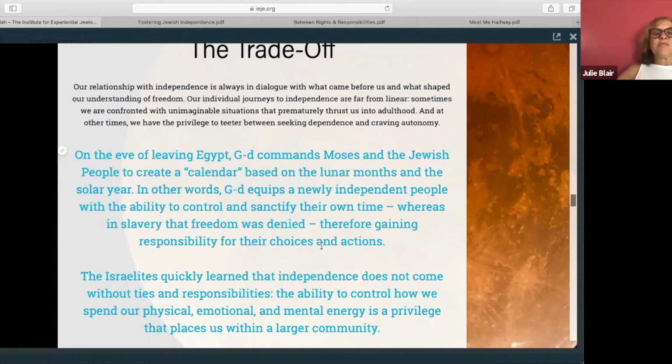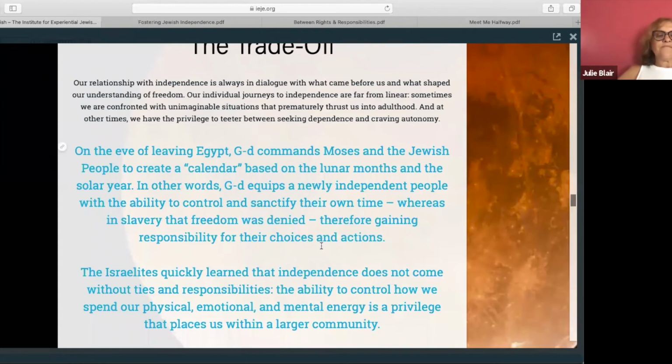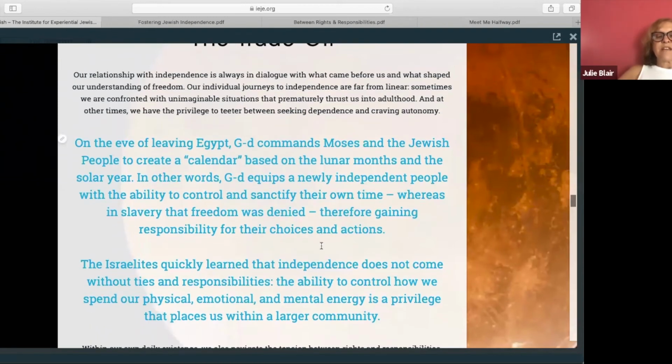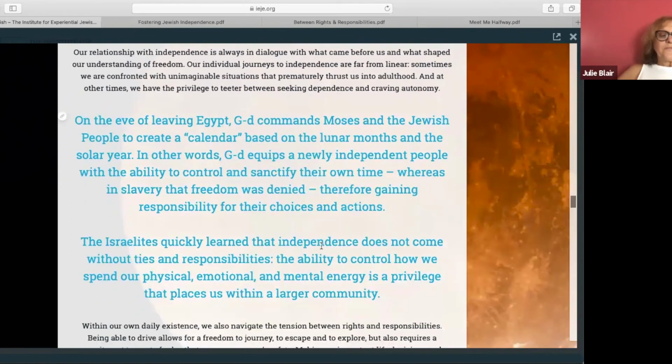On the eve of leaving Egypt, God commands Moses and the Jewish people to create a calendar based on the lunar months and the solar year. In other words, God equips a newly independent people with the ability to control and sanctify their own time, whereas in slavery, their freedom was denied, therefore gaining responsibility for their choices and actions. Israelites quickly learned that independence does not come without ties and responsibilities. The ability to control how we spend our physical, emotional, and mental energy is a privilege that places us within a larger community.